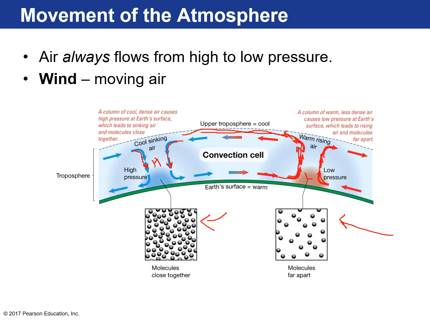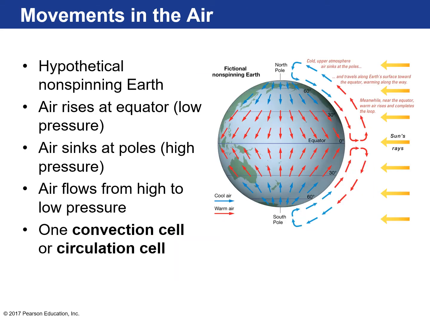And this is what causes our local wind, so to speak: these convection cells moving from low pressure systems to high pressure systems. And so airflow always flows from high to low pressure systems. So here's the high pressure system. Here's wind moving on the Earth's surface towards a low pressure system.